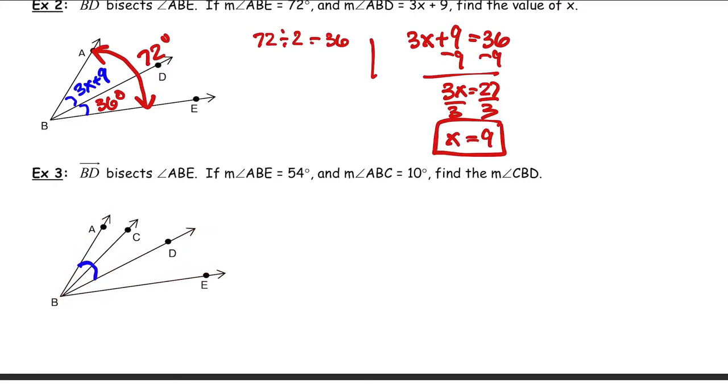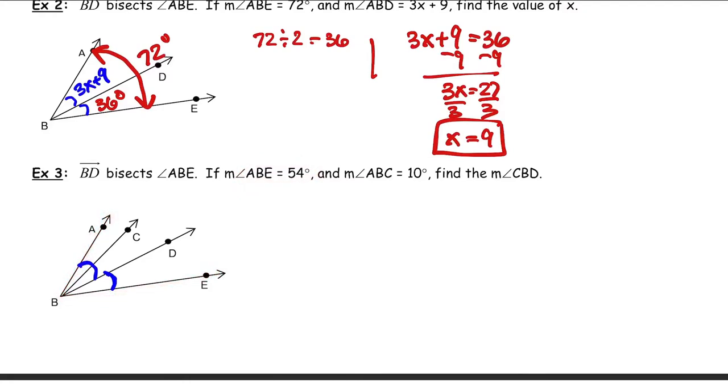This angle here, ABD, is going to be equal to angle DBE. All right, so if I highlight them again, this angle here is equal to this angle here. You got to keep track of that. And then it says if the measure of angle ABE is 54 degrees. Well, again, that's the whole angle.